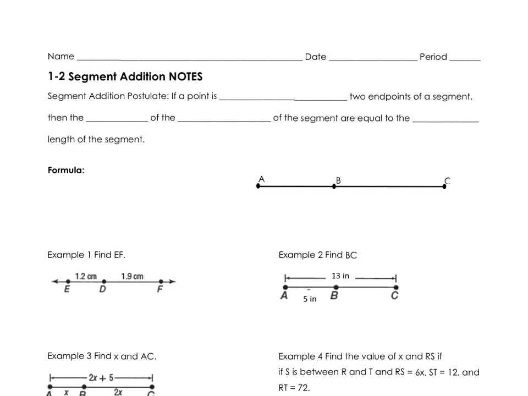So to start things off, the segment addition postulate. If a point is between two endpoints of a segment, then the sum of the parts of the segment is equal to the whole length of that segment. I swear, folks, that is a O there. But let's see if we can fix it a little bit.